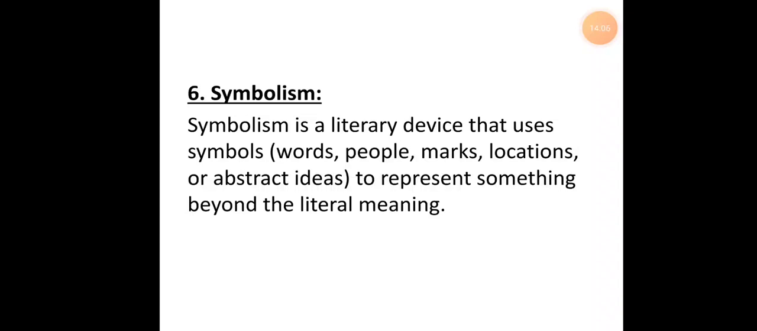Okay, so let's look at the literary definition of symbolism. Symbolism is a literary device that uses symbols, words, people, marks, locations, or abstract ideas to represent something beyond the literal meaning. So for example, the flag for any country is a symbol of its national unity. And within that symbol, we have the different colors, and each color represents something.